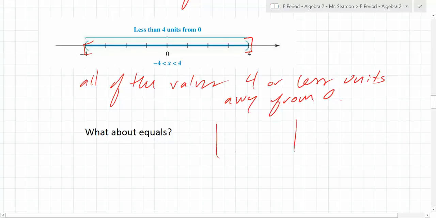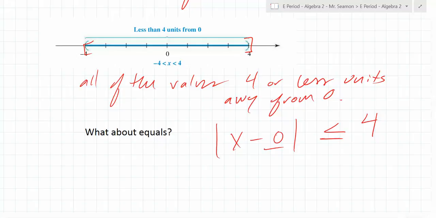It'll be this and some number here. X minus 4. Yep. Less than or equal to what? Actually, it's not X minus 4. It's X minus something is less than or equal to 4. Oh, is it X minus 0? Yeah, because what is it centered on? 0.